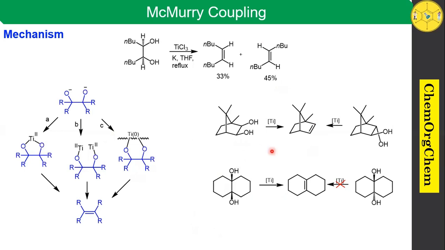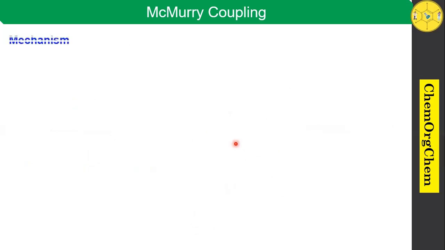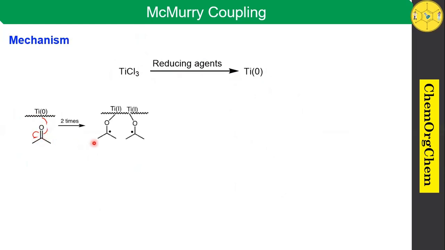So based on this experiment, now we can see the mechanism for McMurry coupling. Initially, titanium trichloride, when you use a reducing agent, readily produces a low valent titanium, that is titanium 0. So titanium 0 is present on the surface. Now you see, one electron comes from here, and similarly one electron comes from here, and another electron moves towards this carbon atom, which produces the corresponding ketyl radical.